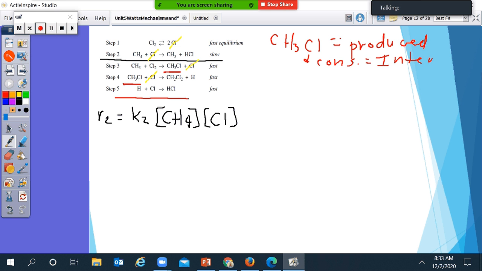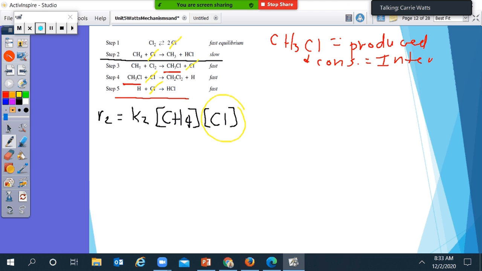Let me just make sure. Yes. So if you add it all up, you have 3 chlorines on the right and 3 chlorines on the left, so they cancel out. So chlorine is another one that is an intermediate. It gets produced and consumed like twice, which means in my final rate law, I can't have chlorine. I got to substitute for chlorine.